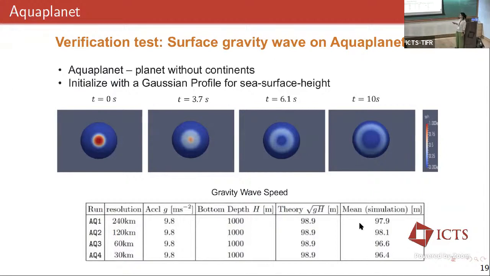Now, how did we do it? We initialized a Gaussian profile for the sea surface height. Here in red, you can see the Gaussian profile. It is like a big blob of perturbation. Suppose this is the sea surface height, and it is very high at this point, about 1. So it is very high suddenly. We initialize it like that, and then we let it relax. We see how it spreads. It spreads in a spherical direction.